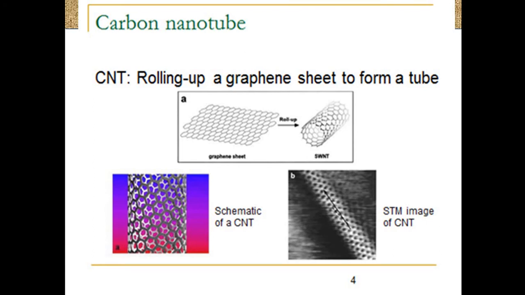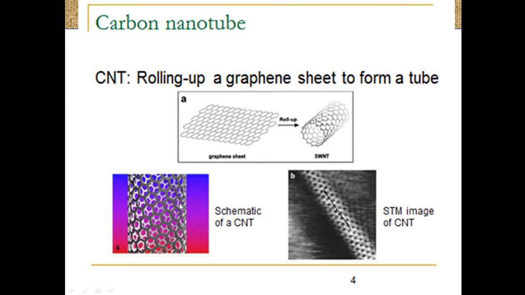So carbon nanotubes are nothing but, suppose this is a graphene sheet. If we roll this graphene sheet, whatever structure forms is nothing but the carbon nanotube. So a carbon nanotube is a single rolling of a graphene sheet to form a tube, which is called a carbon nanotube.